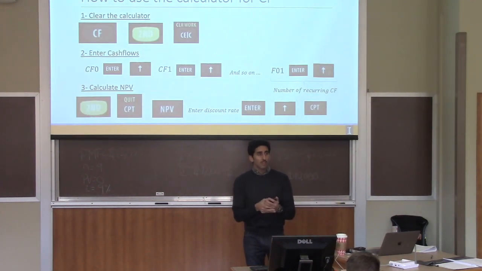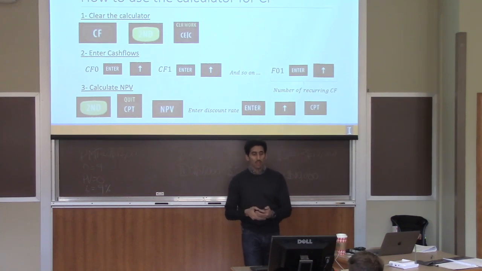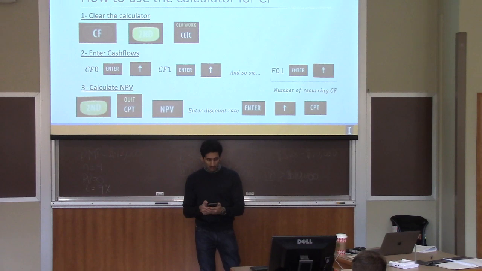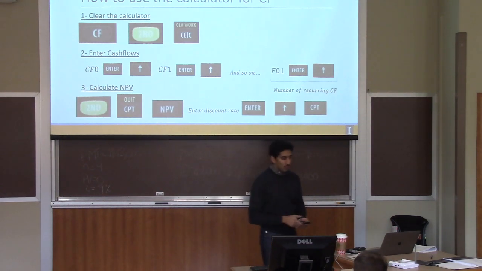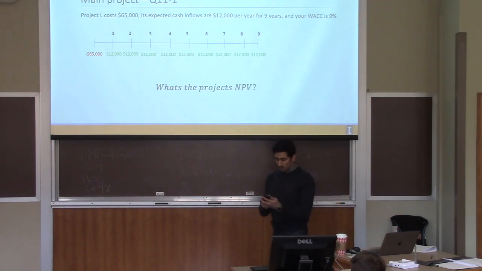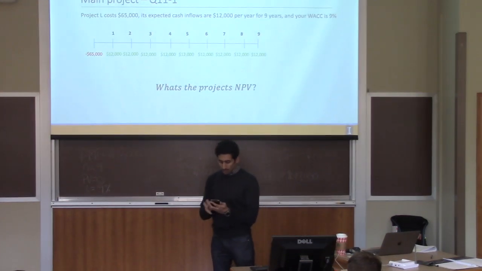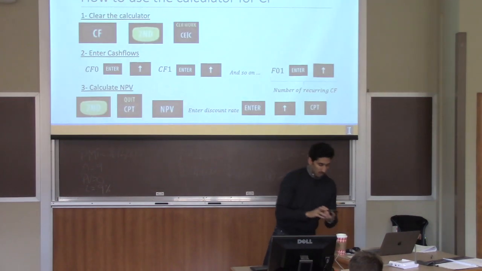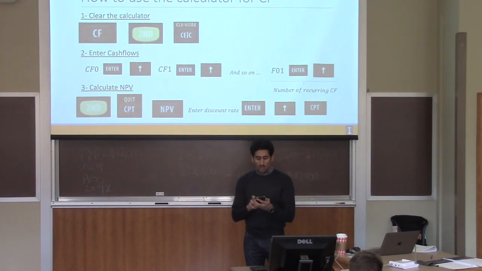And then click enter. Okay guys? When you click on the arrow going to the top, what will you get? F01. Right? Let's skip that for a while. Cash flow 1. What's cash flow 1? 12,000. Let's enter $12,000. Enter. And then you click up.